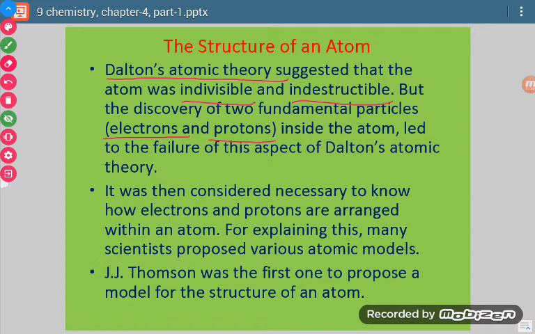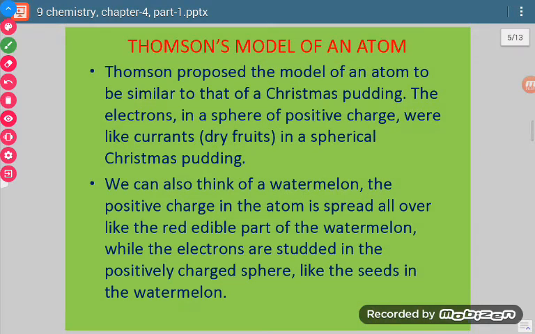Now it was required to know what the structure of the atom should look like, and how these electrons and protons should be arranged. So the very first scientist who gave a model of the atom was J.J. Thomson, and his model is known as J.J. Thomson's model of an atom, or simply Thomson's model of an atom. Now what was there in his model?